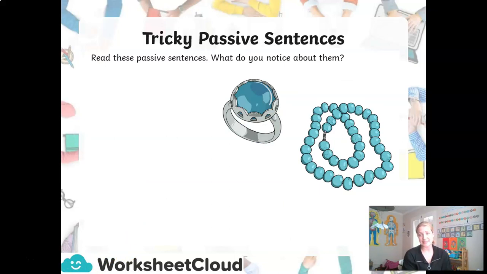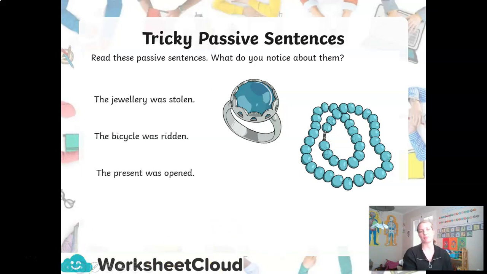Now, passive voice sentences can get a little tricky. I'm going to show you a couple of examples of those now. So here are some examples of passive sentences. The jewelry was stolen. The bicycle was ridden. The present was opened. They are all passive voice, but there's something missing that makes them a little tricky sometimes to identify. Have a little look and see if you can figure out what it is.